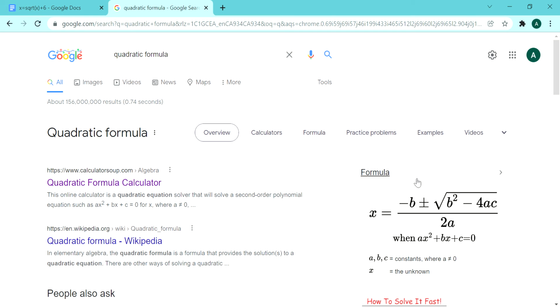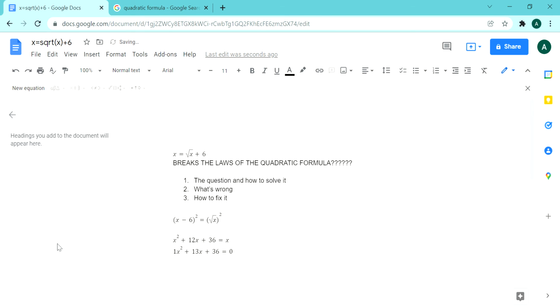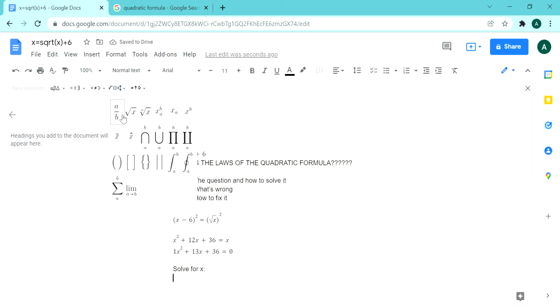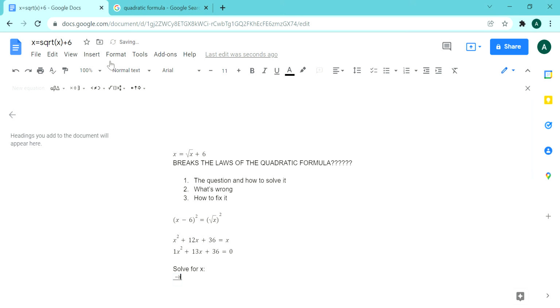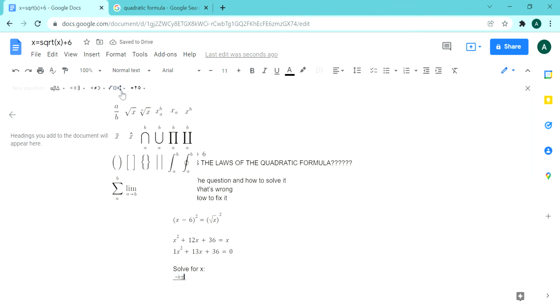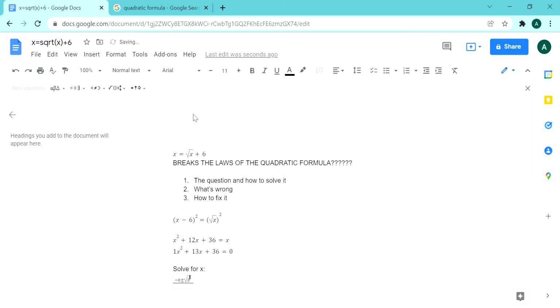Now the quadratic formula is this. Solve for x: x equals negative b plus or minus the square root of b squared minus 4ac, over 2a. So that's the quadratic formula.